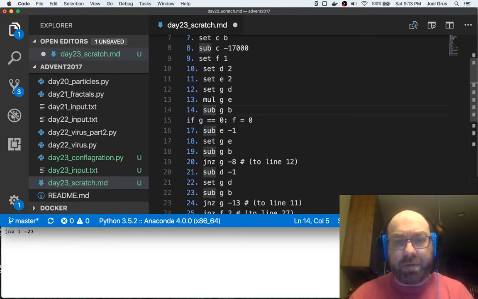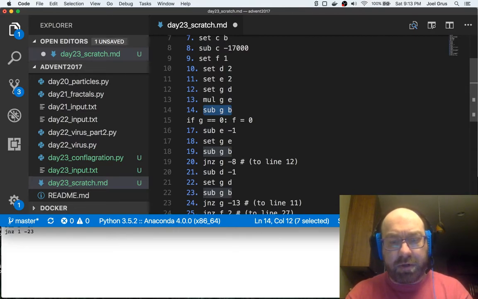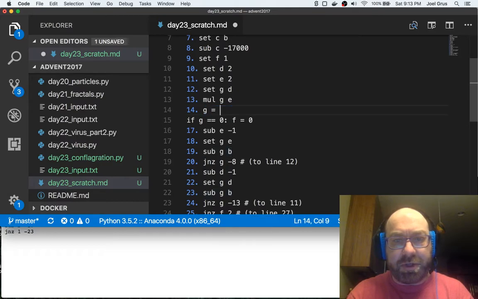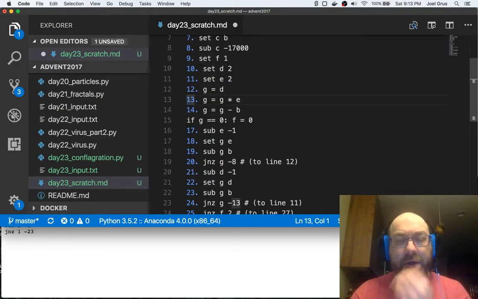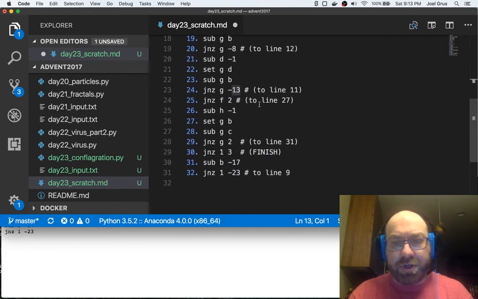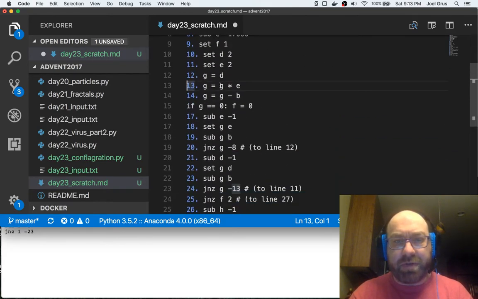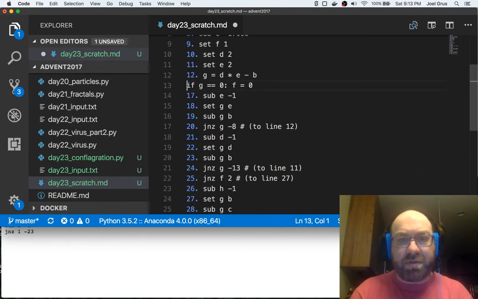And now we can look at a couple of these and just rewrite what these are. Subtract G B means G equals G minus B. Multiply G E means G equals G times E, and set G equal to D is G equals D. And then we jump once to line 12, but we never jump to any of these other lines. So we can just say G equals D times E minus B and get rid of these two lines. Okay?